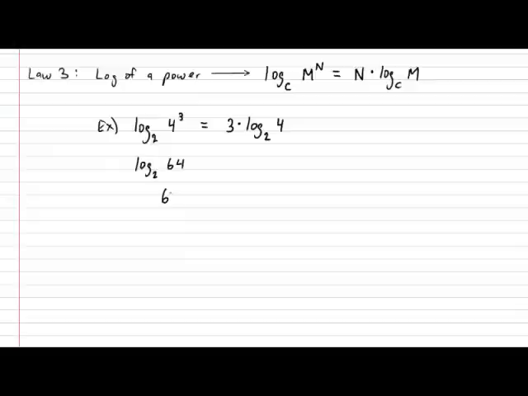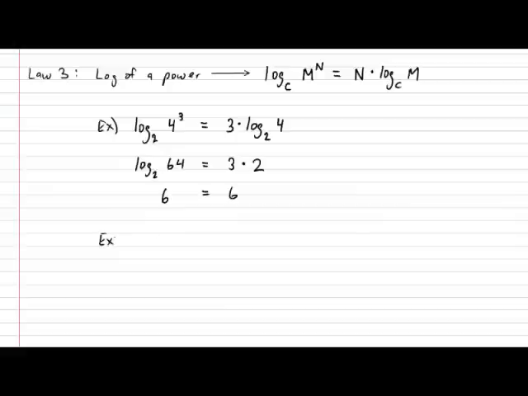Now let's show that the right side will produce 6 as well. The right side will become 3 multiplied by log base 2 of 4 is equal to 2, because 2 squared gives back the 4. And continuing to simplify, you see right away that the right-hand side is equal to 6, which is identical to the left-hand side. Let's take a look at another example of this law in action.